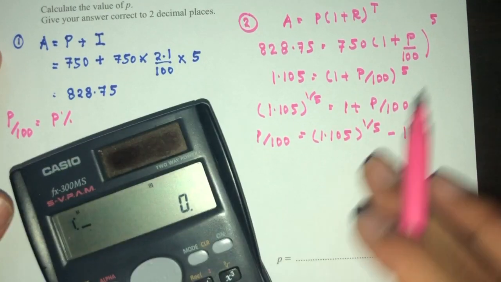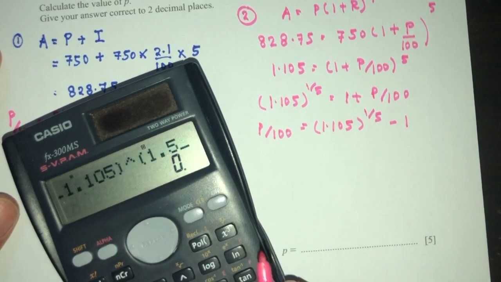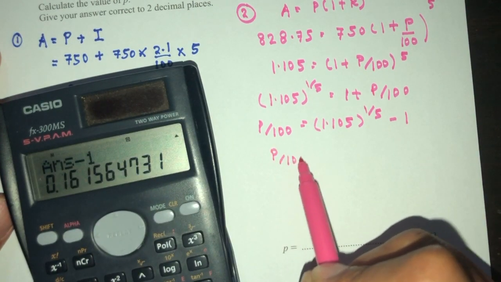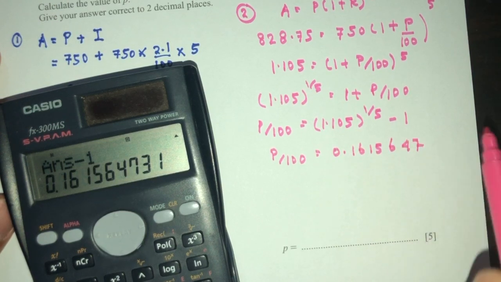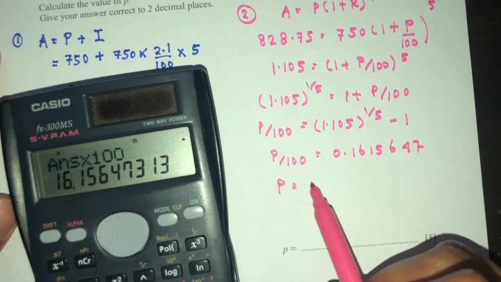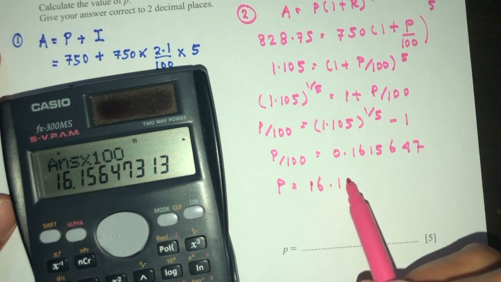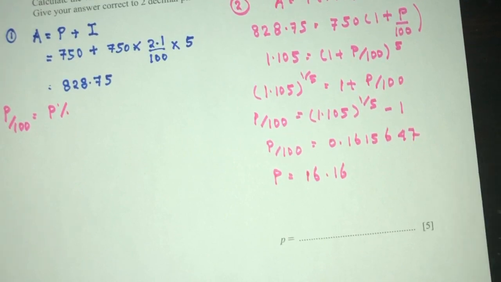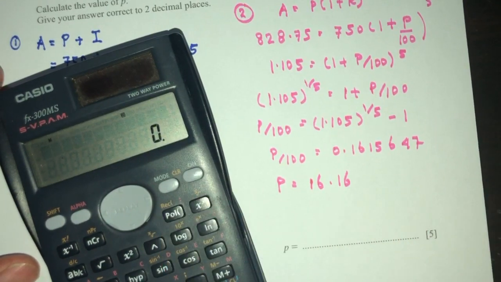So 1 over 5 is 0.2, so 1.105 to the power 1 over 5 minus 1 should be this. So P over 100 should be 0.1615647. So P will be this times 100, that should be 16.16. But I think I may have a decimal mistake over here, because that does not make sense. It's too high of an interest rate.